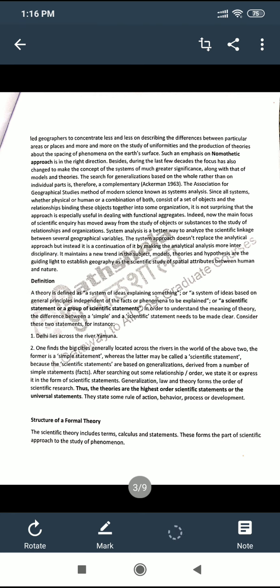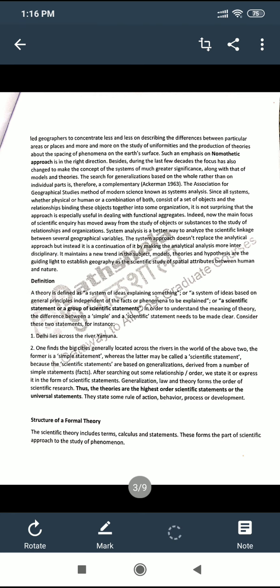The method of modern science, known as systems analysis, is useful since all systems, whether physical or human or a combination of both, consist of a set of objects and the relationships binding these objects together into some organization. It is not surprising that the approach is especially useful in dealing with functional aggregates. Indeed, now the main focus of scientific inquiry has moved away from the study of objects or substances to the study of relationships and organizations.